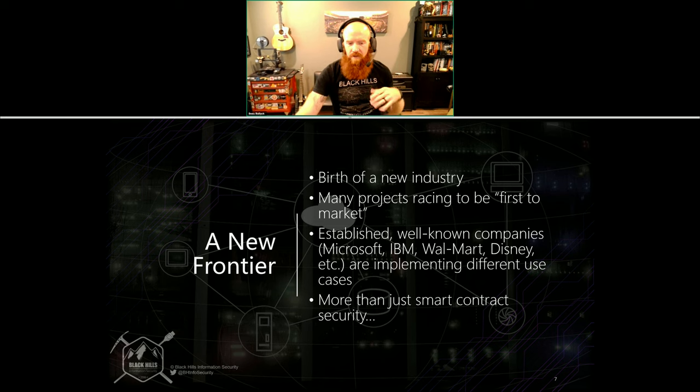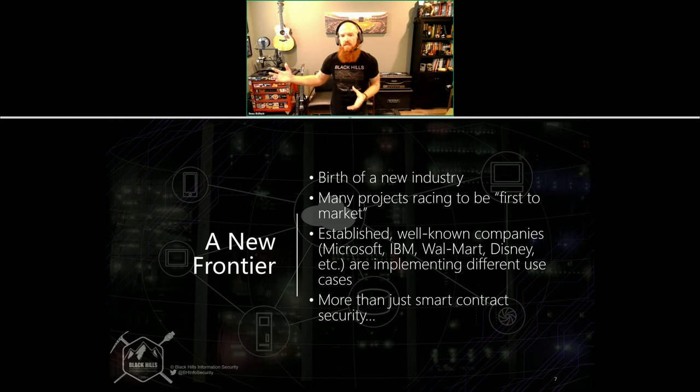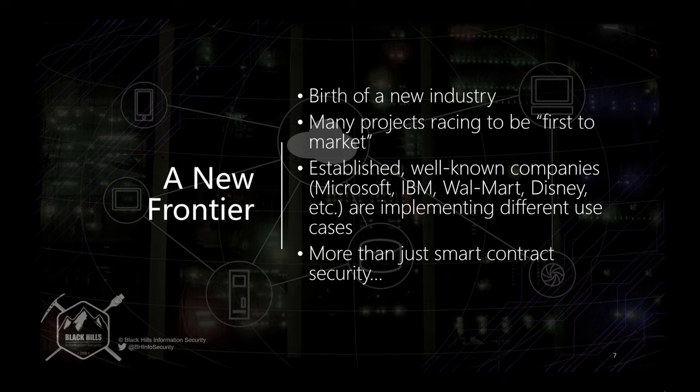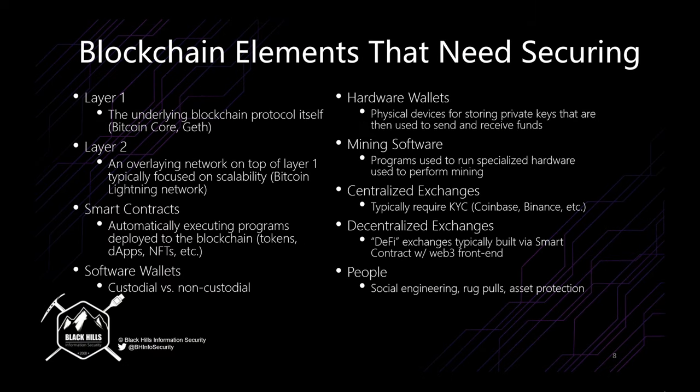Most of this talk today is going to be primarily built around smart contract security, because that tends to be where the brunt of the exploits are happening. But in addition to that, this entire ecosystem is huge. There's a lot of different elements at play here. So first off, we have layer one, which is the underlying blockchain protocol itself.